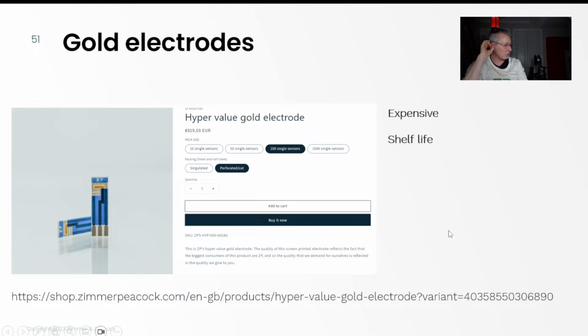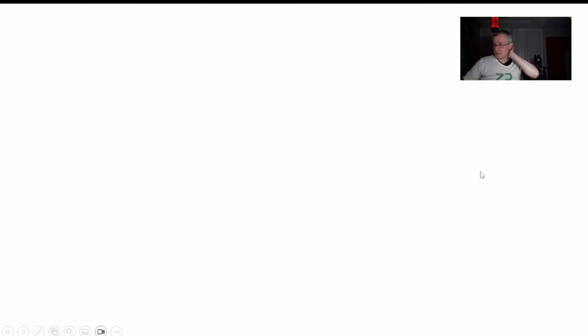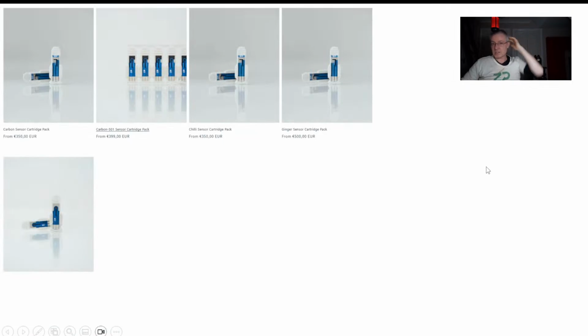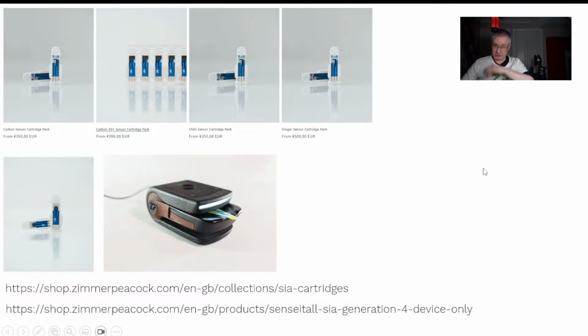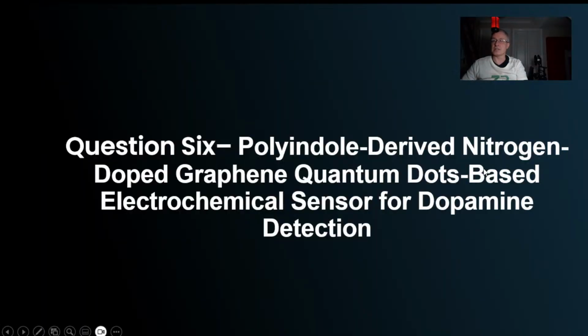The other thing about gold electrodes is I have a concern that gold is quite good at tarnishing, so I sometimes worry about the shelf life. Carbon is actually more inert than gold. I know it's a bit of an opinion, and it can change depending on the circumstances, but gold can tarnish. Carbon doesn't have such a tarnishing mechanism, and we do have a whole range of cartridges to go with this potentiostat. So I hope that is interesting.